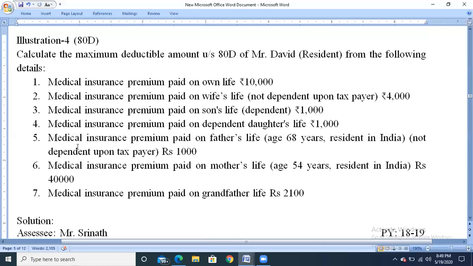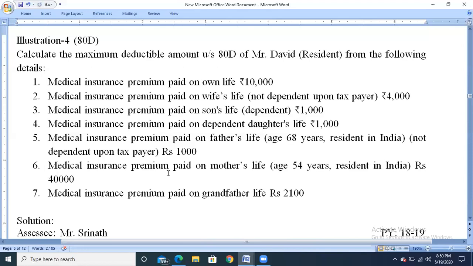Next, in case of parents, medical insurance premium paid on father's life, age 60 years, resident in India, not dependent upon taxpayer, rupees 1,000. So be careful, he is paying the medical insurance premium for the father's life and his age is 60 plus 8, 68 years, which is more than 60 years. So he will be called a senior citizen. So the amount is 1,000 rupees.